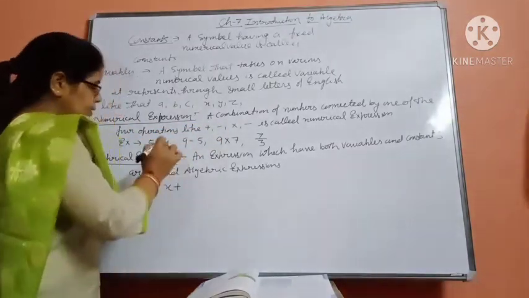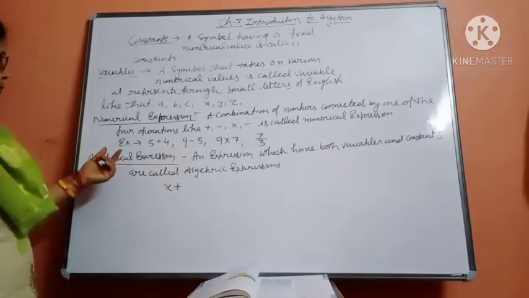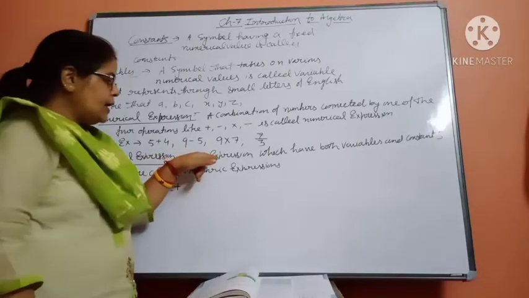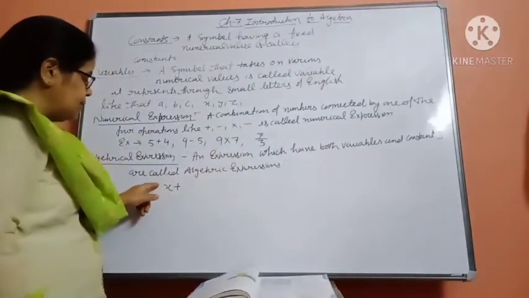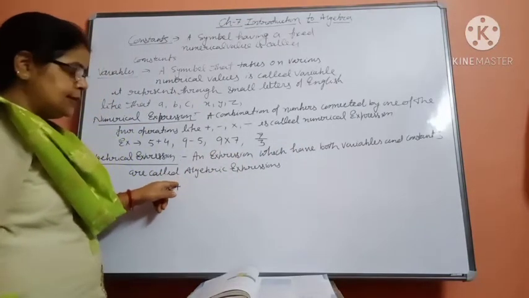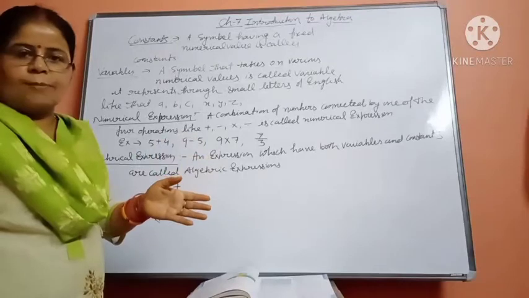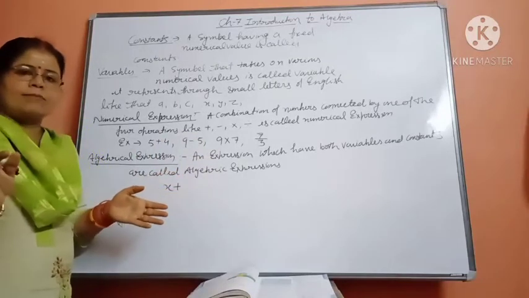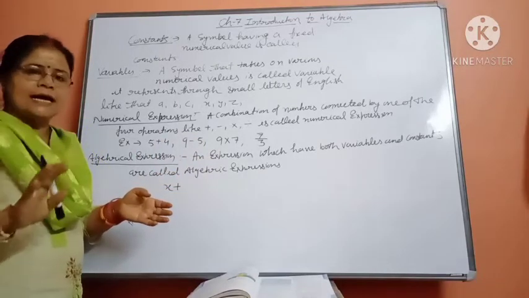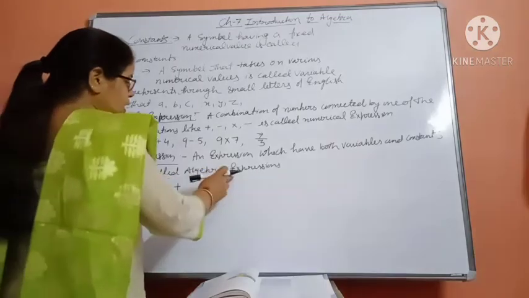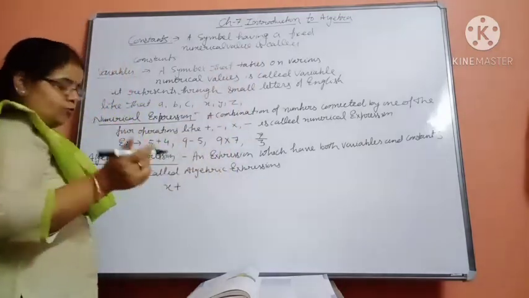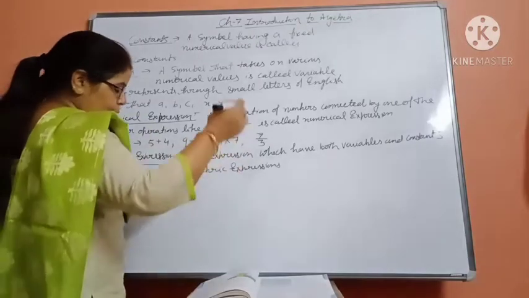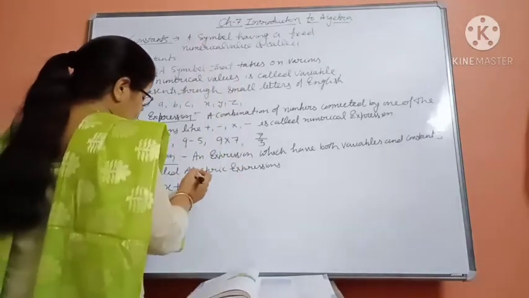Suppose x plus. An expression which has both variables and constants, and they can be connected with the four fundamental operations: addition, subtraction, multiplication or division. Any sign they can have. And constant means any numeric value, 1, 2, 3, 4, 5, so on up to infinity. Any number you can take.